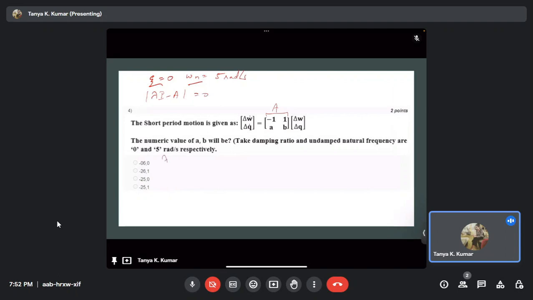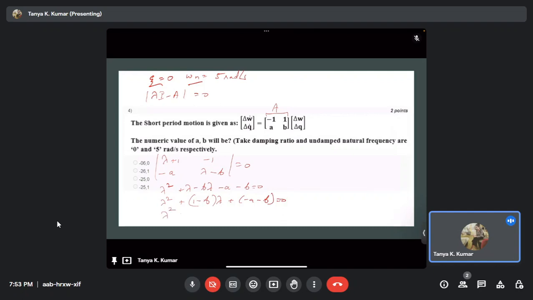You get the determinant of lambda plus 1, minus 1, minus A, lambda minus B, equal to 0. So what is the equation? You get lambda square plus lambda minus B lambda minus A minus B equal to 0. So lambda square plus (1 minus B) lambda plus (minus A minus B) equal to 0.